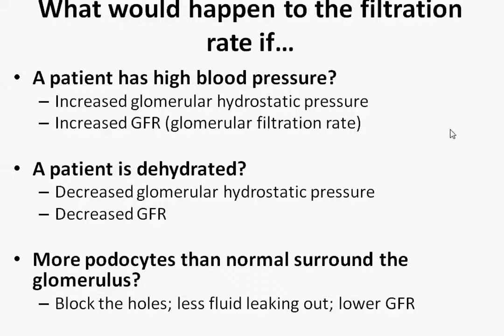So some things that you can imagine being test questions: problems with high blood pressure or dehydration, how that affects pressure and rate. GFR is just standing for glomerular filtration rate, which there's again that video that I'm going to refer to that I put on Haiku for you, how the podocytes are working to block the holes and allowing more or less fluid to come out of the capillary.